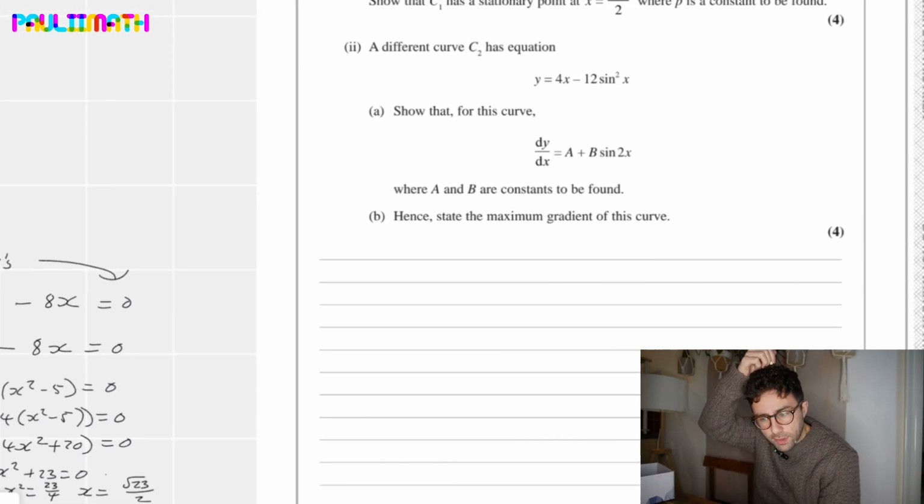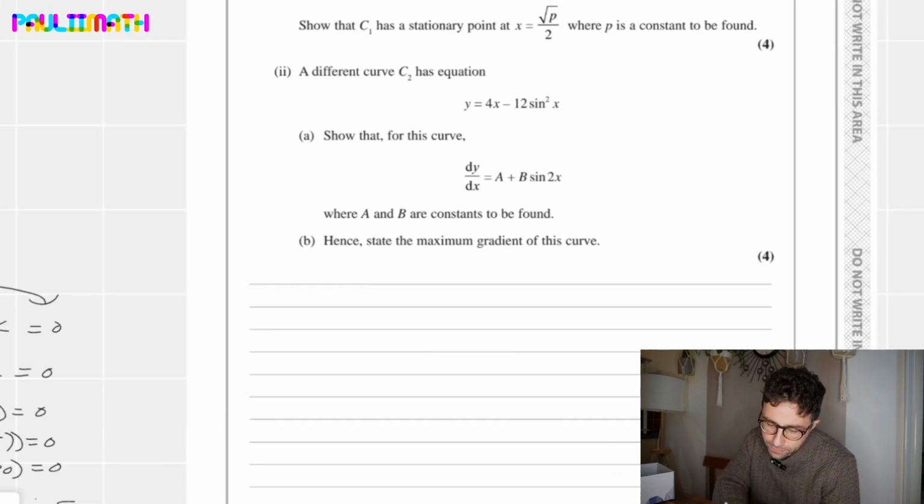Different curve. All right. Wow, we move on fast in this place. So it's just the end of that one apparently. y equals 4x minus that old chestnut again. Oh, it's just an absolute differentiation fest, isn't it really?